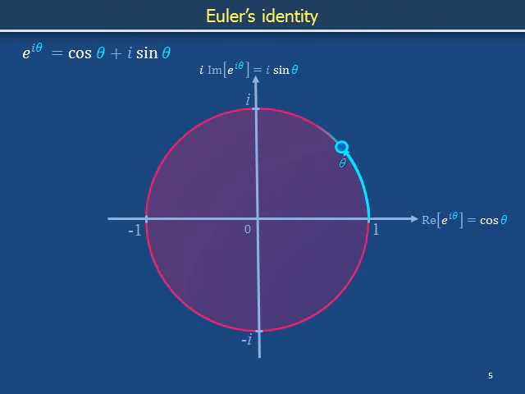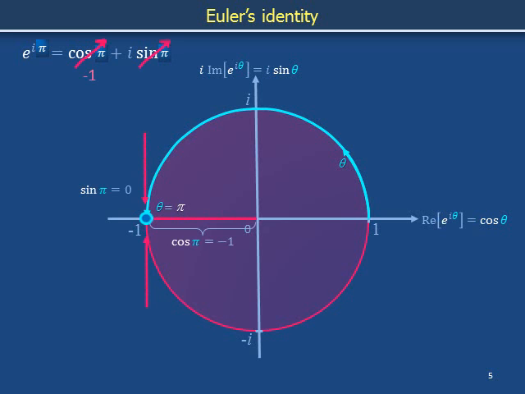Consider the angle theta equals pi. Here, the real part of the complex exponential is cosine pi, and the imaginary part is sine pi. The cosine of pi is -1. The sine of pi is 0. Thus, e to the i pi equals -1. Euler's identity beautifully relates 4 basic fundamental mathematical structures: Euler's number, the imaginary root i, pi, and unity.